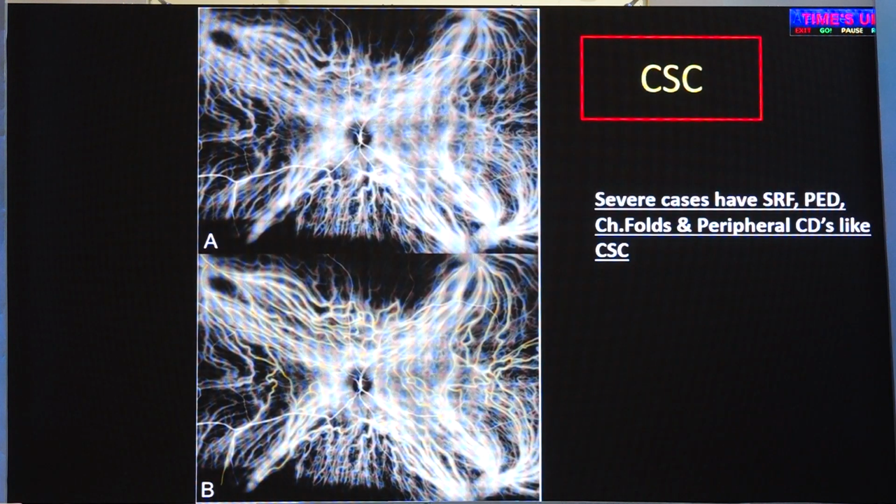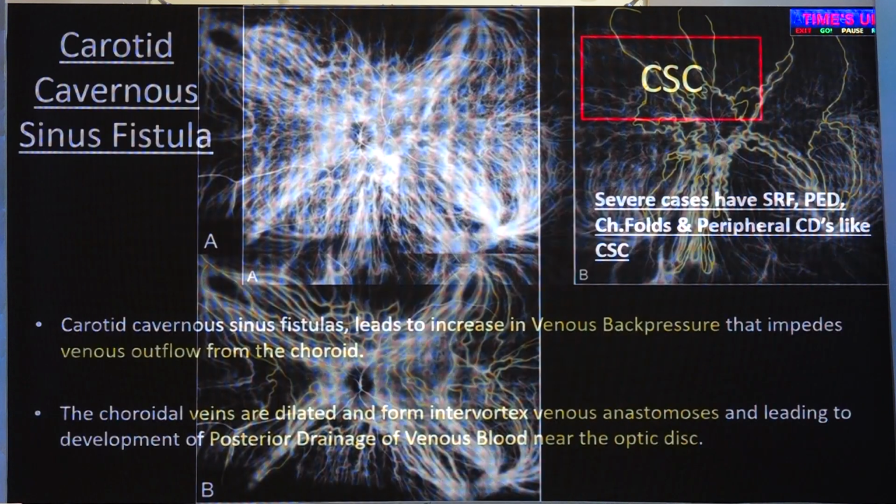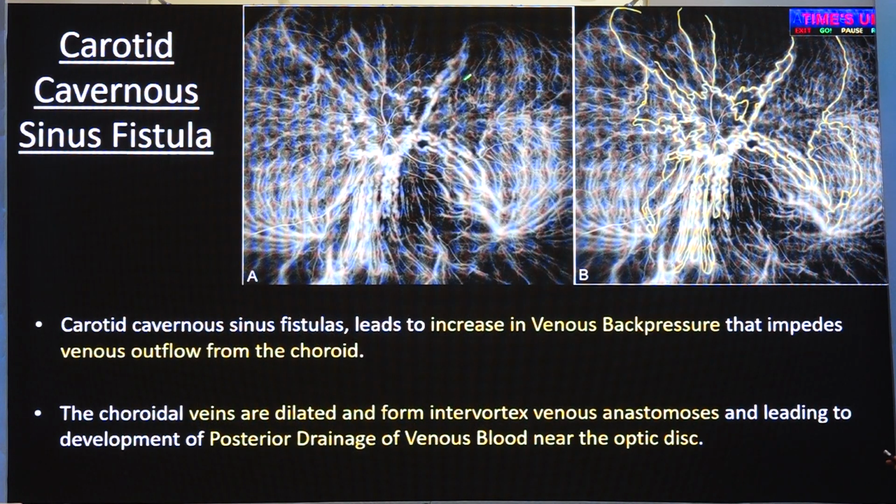And giving the same pathology of intervortex anastomosis and choroidal vascular congestion as in CSC. You see it in carotid cavernous fistula as well as uveal effusion syndrome, a similar kind of intervortex anastomosis happening.